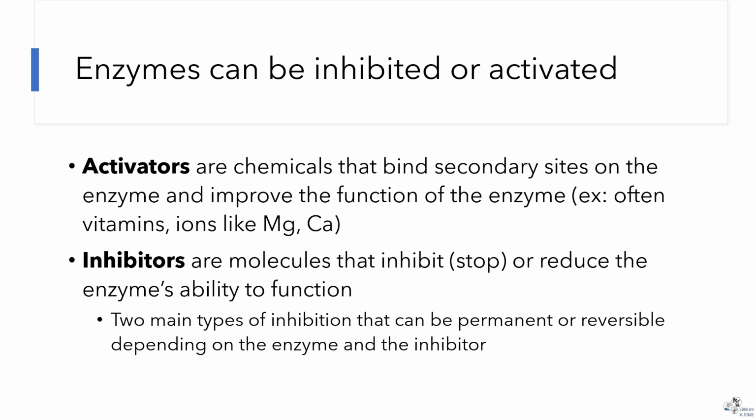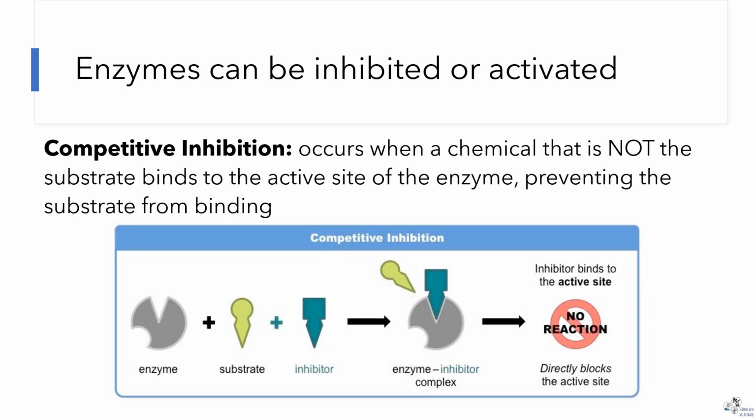There are also inhibitors, molecules that stop or inhibit or reduce an enzyme's ability to function. And there's two types that we're going to talk about. The first one is competitive inhibition. This is where an inhibitor actually fits in the active site of the enzyme itself. So if this inhibitor is in the active site, the actual substrate cannot fit in there and be broken down or be catalyzed. So competitive inhibition, they are competing with the substrate for the active site.